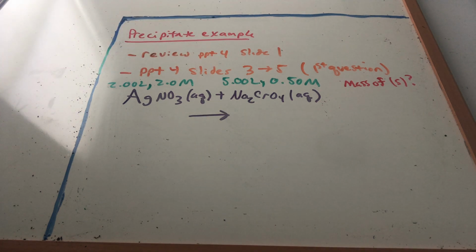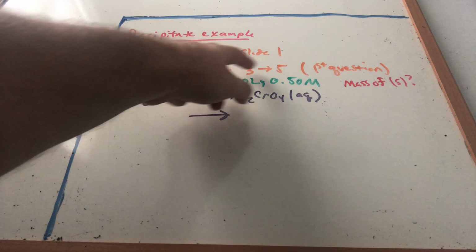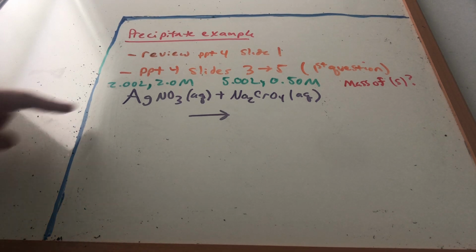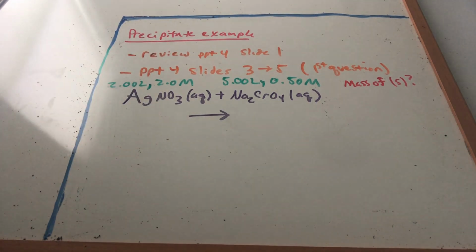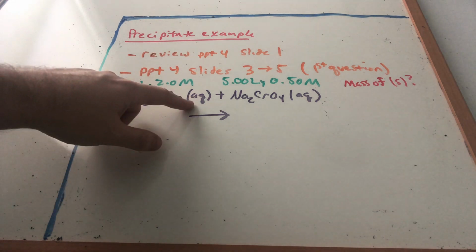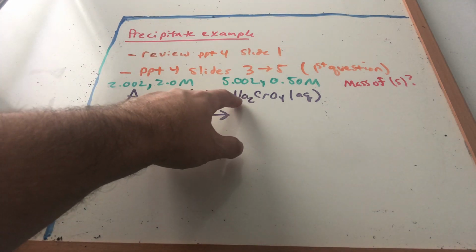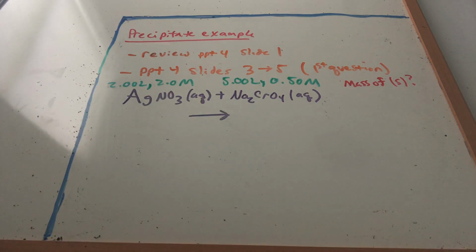The first slide shows the formation of a solid through just pouring two different solutions together. Slides 3 through 5 will deal with this example problem that we're going to do, which is the same sort of concept. Essentially, this example problem asks us to take a solution of silver nitrate, and because it's a solution, you know it's aqueous, and react it with a solution of sodium chromate, which is also aqueous.